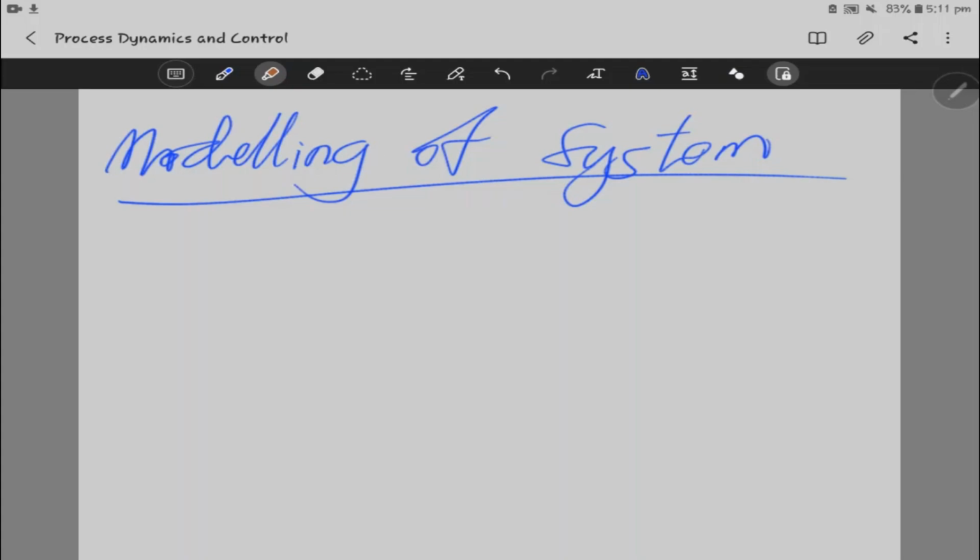Alright, so we are still on the modeling of systems. We've seen that modeling a system basically means that we are using math to describe the system. It could be something like AB is equal to C. Basically, it's a mathematical model or an equation describing a system.